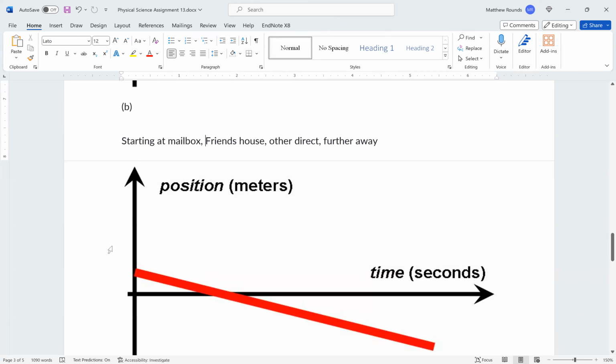I'm almost done writing. Okay. All right, here's what I wrote.